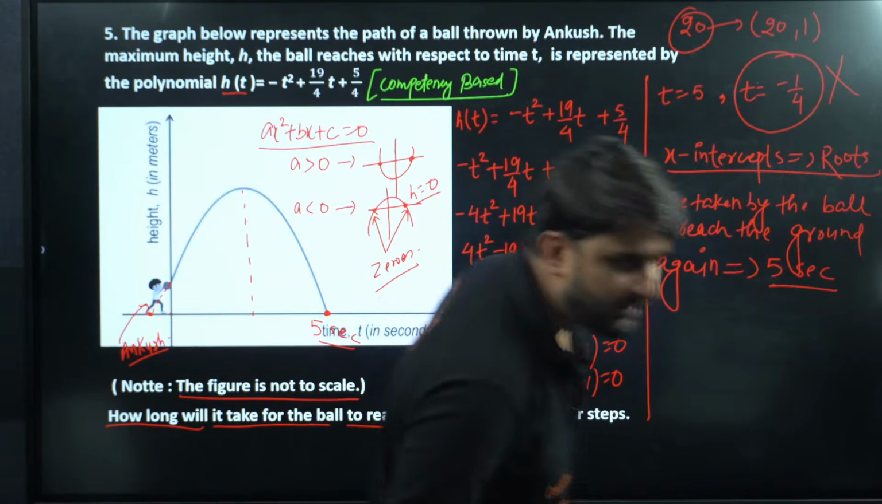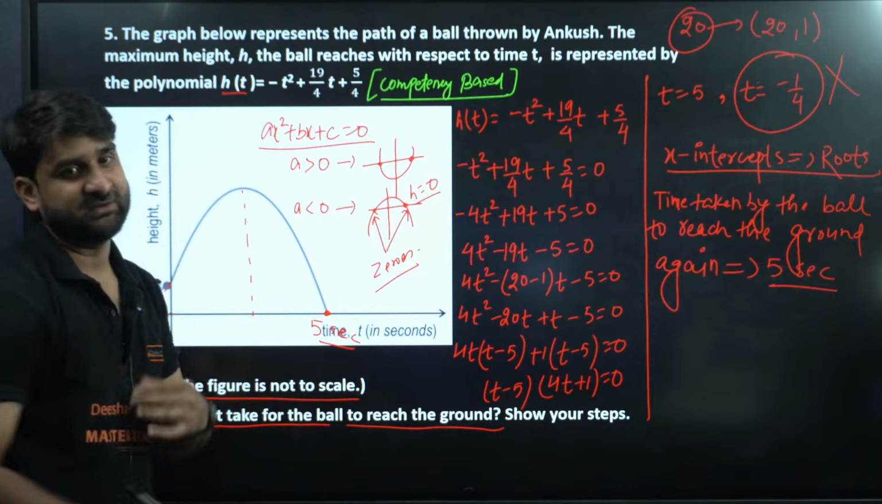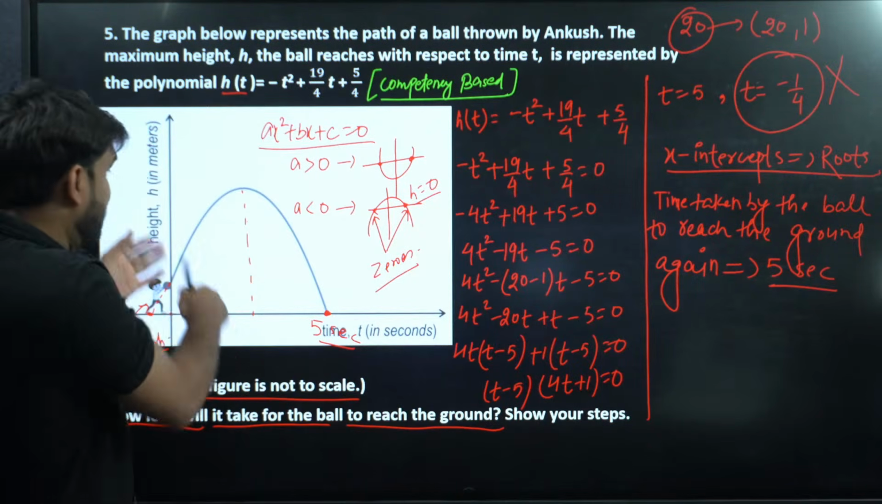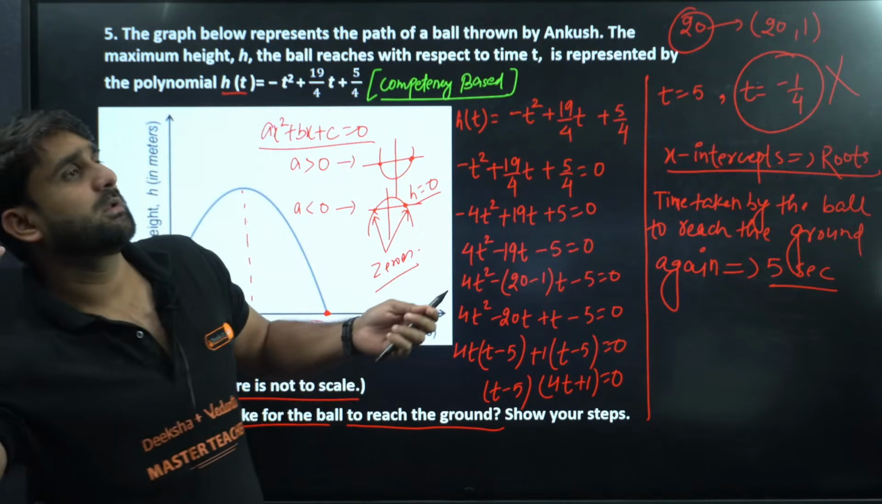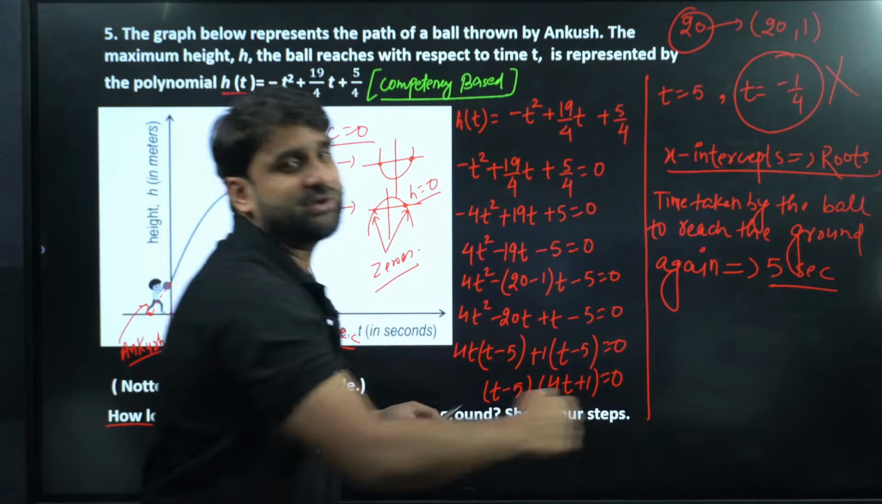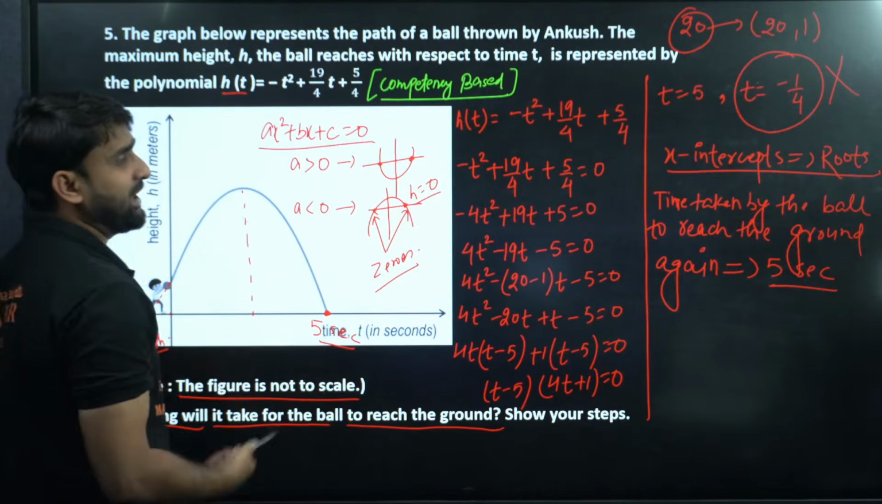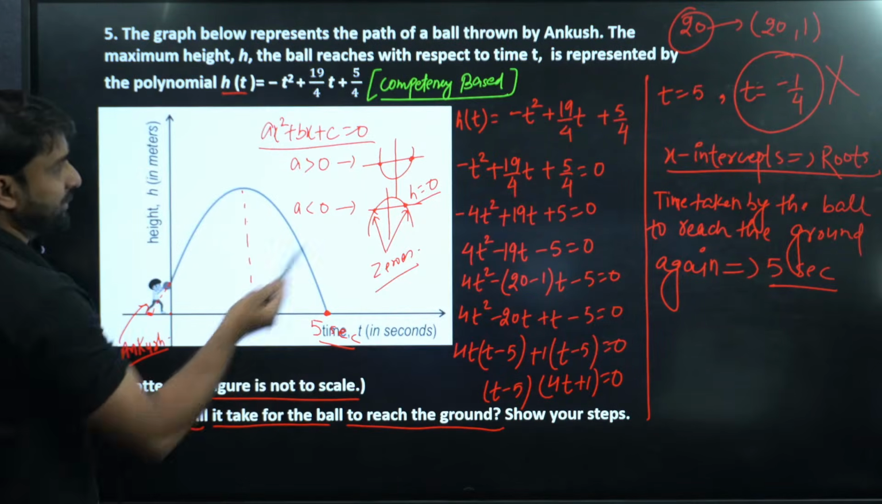Hi everyone. I hope this question is clear. This is purely a competency based question, everyone, because this is a real life situation. Anyone from you might throw any stone or ball in this way, so the ball will be making a projectile trajectory. So how much time will the ball take, if the equation is given to you in terms of t here?